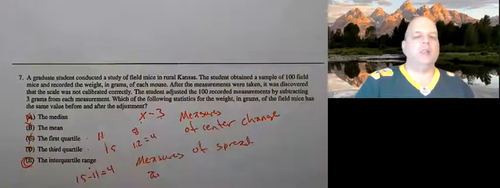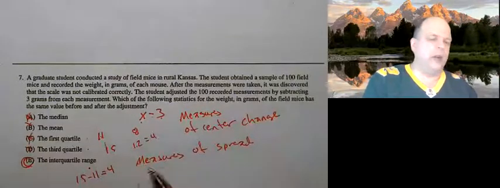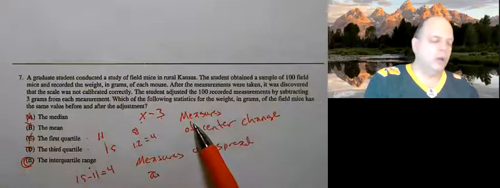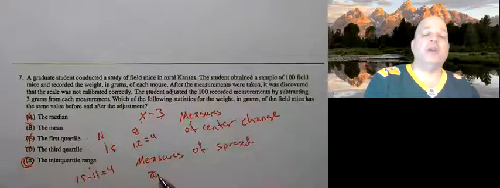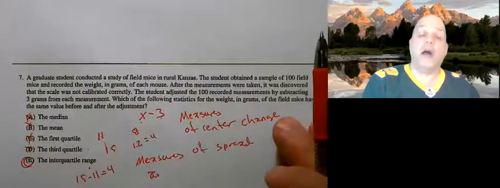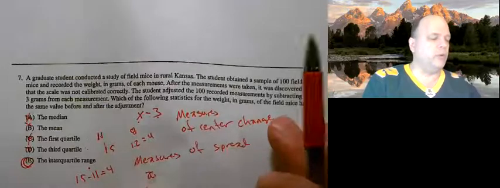So consequently, the measures of spread do not change when you add or subtract a constant, but the measures of center will. All of them change. Every single one of them changes when you multiply by a constant. However, z-scores do not.